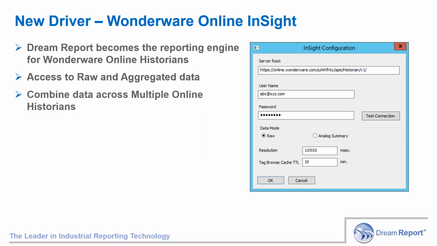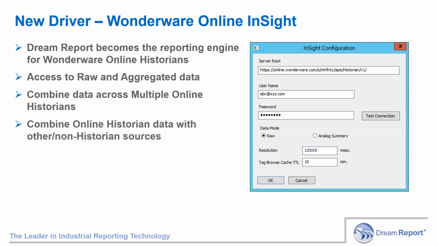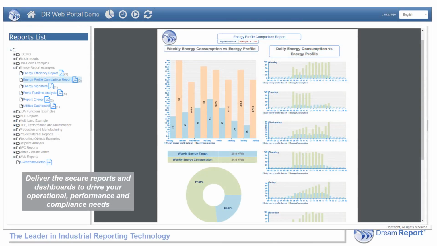The additional benefit of using Dream Report as the reporting engine for online historians is that you can connect to multiple online historians simultaneously and combine data across historians in a single report, and even combine data from an online historian with non-online historian data sources like alarm logs, SQL databases, batching systems, and the like. This really allows you to harness the power of a cloud-based historian, along with on-premise data sources, to contextualize your data and drive your operational, performance, and compliance requirements.